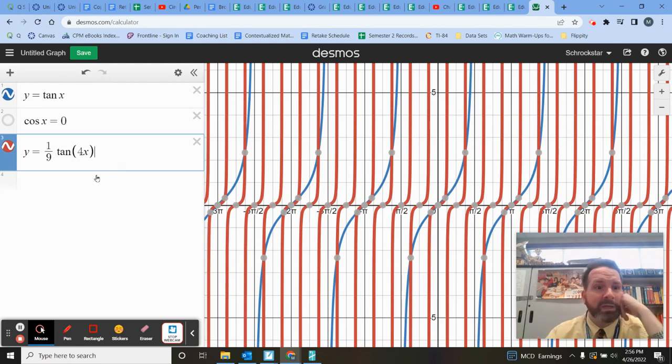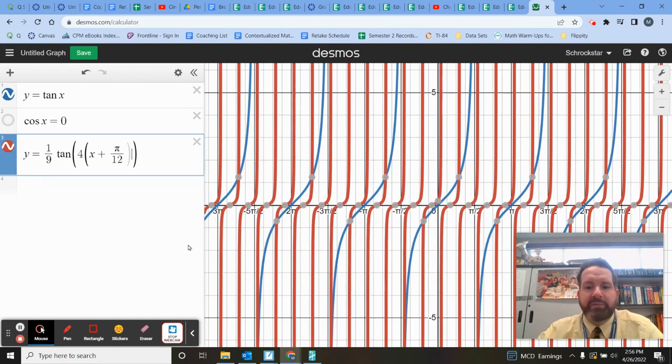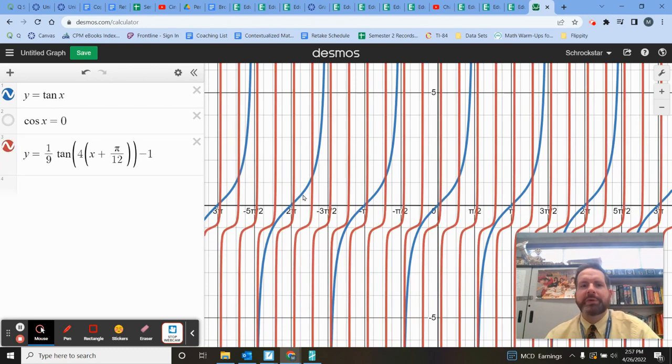Let's put in our plus pi over, and it was 12, right? So our phase shifted pi over 12 left. So everything moved to the side a little bit. And then a minus 1 on the end. So in blue was tangent that we started with. And in red is our compressed, shifted tangent function.